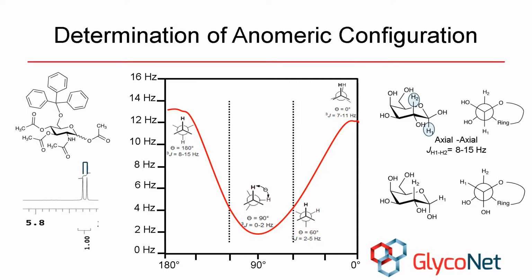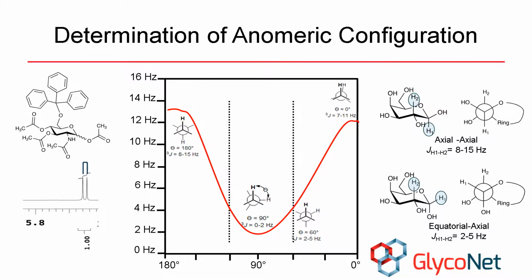However, if we have one hydrogen that is axial and one hydrogen that is equatorial, the torsional angle is approximately 60 degrees and the coupling constant will be between 2 and 5 Hz. Because of the chair conformation, even when both hydrogens are equatorial, the torsional angle is still approximately 60 degrees, so the coupling constant will also be between 2 and 5 Hz.